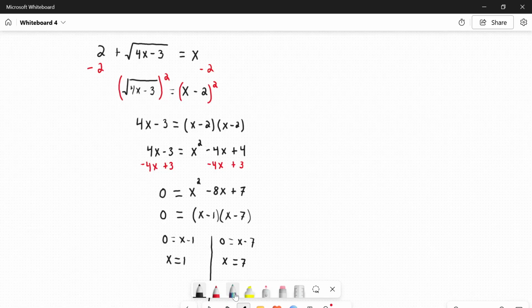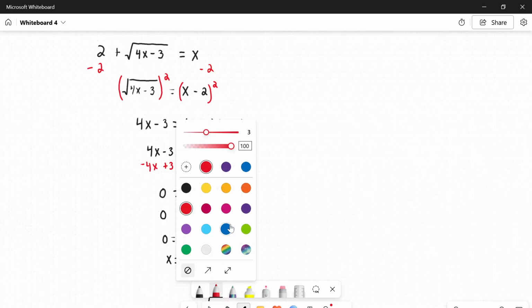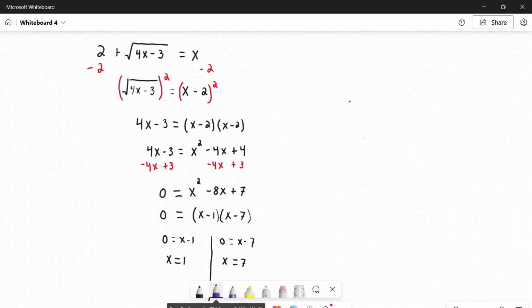So now I'm going to plug these answers back into the original and make sure they actually balance. So 2 plus the square root of 4x minus 3 equals x. I'm going to plug in my first answer of 1, and I'm plugging that into both the left side and the right side. I'll have to do some order of operations to evaluate this. You can use your calculator to help if you want to. 4 times 1 is 4, 4 minus 3 is 1, and the square root of 1 is 1. So we get 2 plus 1 equals 1, and then we get 3 equals 1.